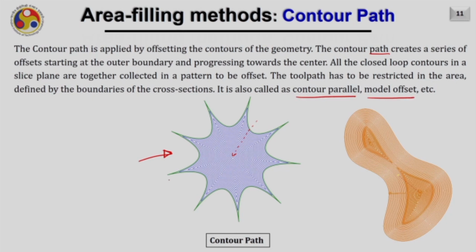What you are seeing here, this green color boundary, is getting offset by a finite value, and each time it moves towards the inside boundary. If there is any internal boundary also, then we need to take the interpolation with that as well. This is a very simple example of a contour parallel toolpath.